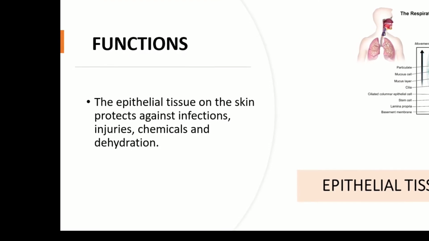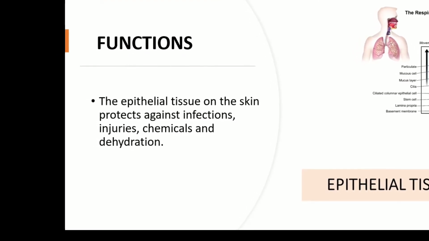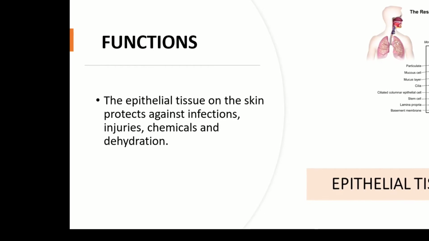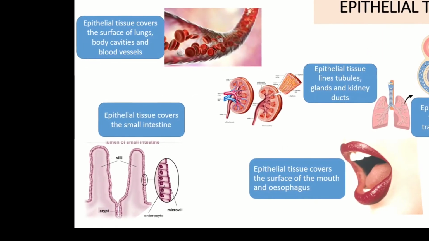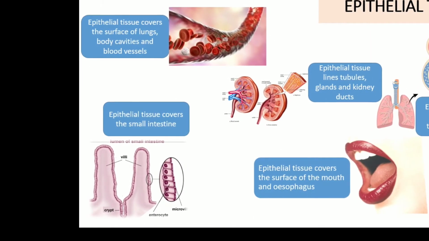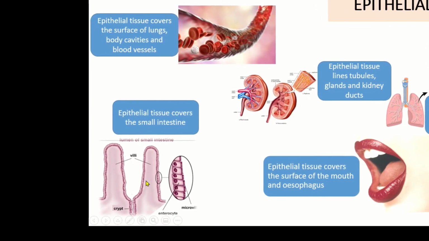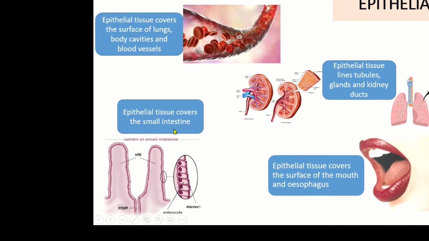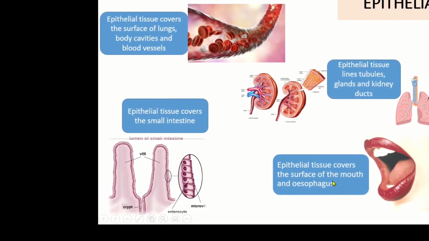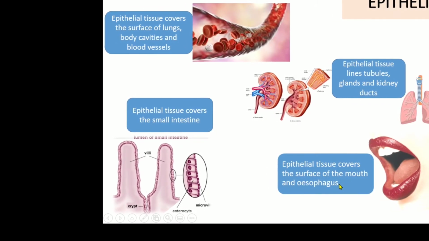Epithelial tissue on the skin protects against infection, injuries, chemicals, and dehydration. Epithelial tissue covers the surface of the lungs, the body cavities, and the blood vessels. The epithelial tissue also covers the small intestine, and the surface of the mouth and esophagus.